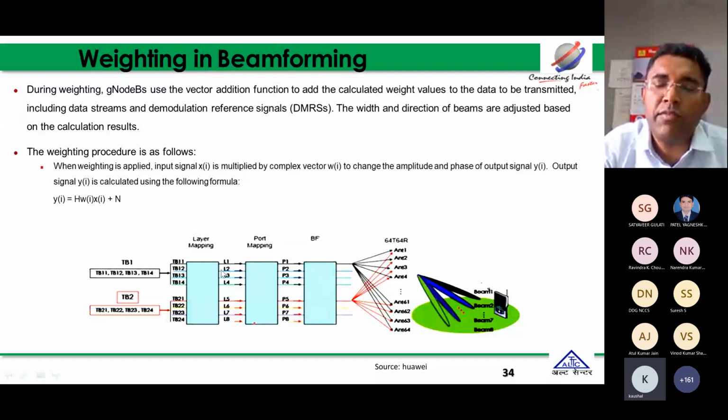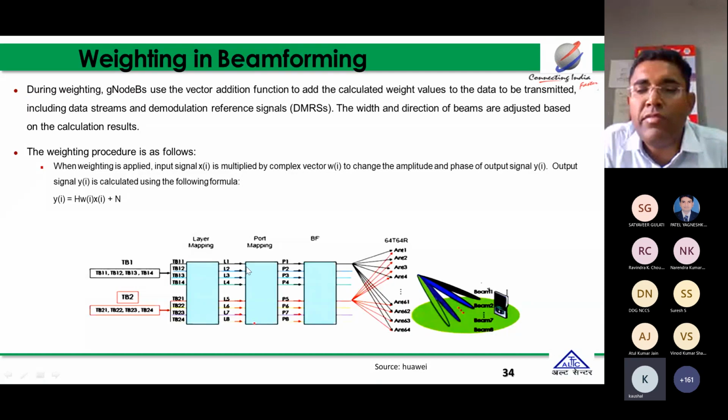Suppose this is an example of 64T64R. 64 TRX are there, and all the input signals are weighted and adjusted for every layer. You can see here the total number of layers is 8. All the 8 layers are implemented in all the 64 antennas. All the 8 layers are going to all of these 64 antennas, not only one antenna.